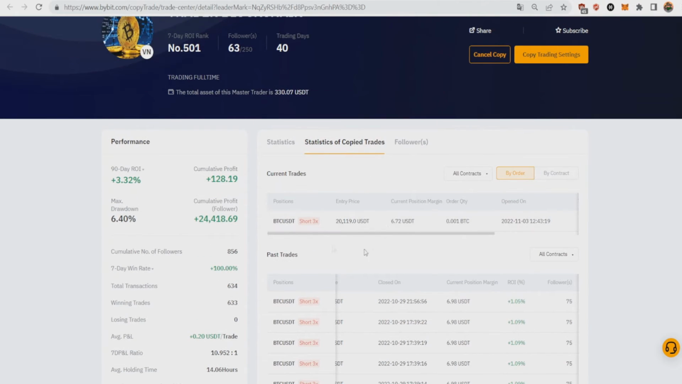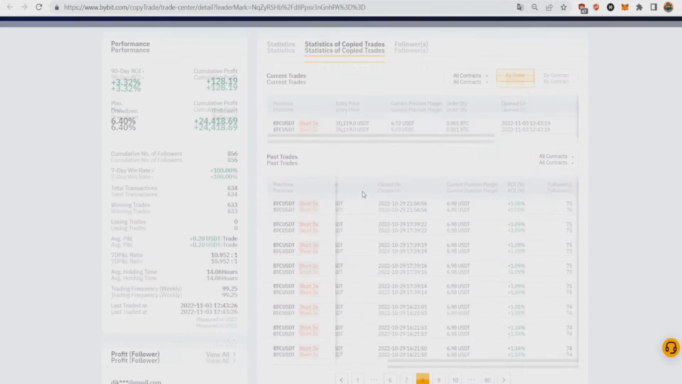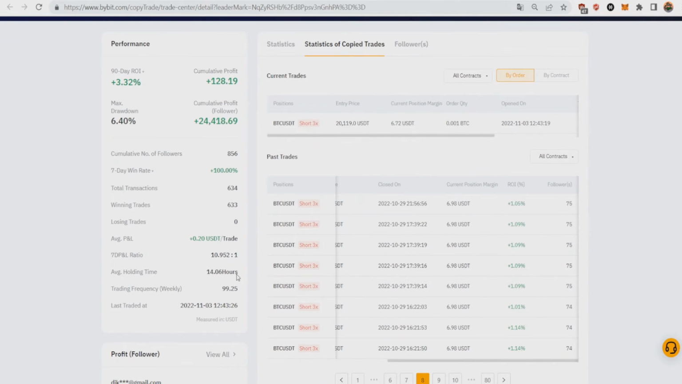So you don't want them to have a lot of open trades, because some traders have like 40, 50 open trades, and 40, 50 open trades means you will have to have a lot of money. And that's why one more important thing is average holding time. You want this to be less than a day.